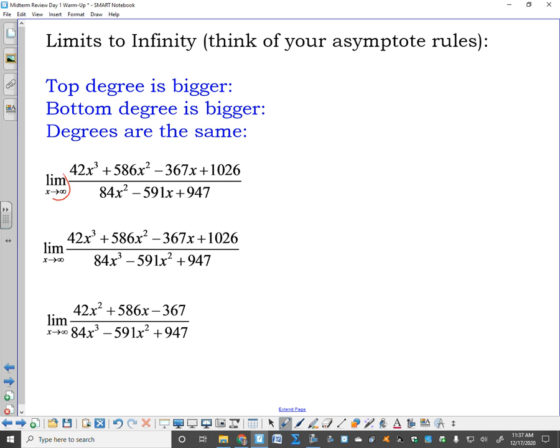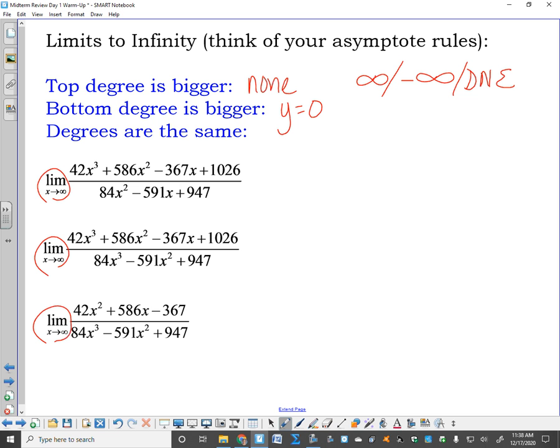Limits. As limits head to infinity, I want you to think about your asymptote rules. If the top degree is bigger, then there are none, which means your function either heads to infinity or to negative infinity, or if it's split, if one goes one way and one goes the other, then it does not exist. If the bottom degree is bigger, then your asymptote is y equals 0, which means as this function rides off into the sunset, whether it be to positive infinity or negative infinity, it's going to be pulled to 0. If the degrees are the same, then it's y equals a over b.